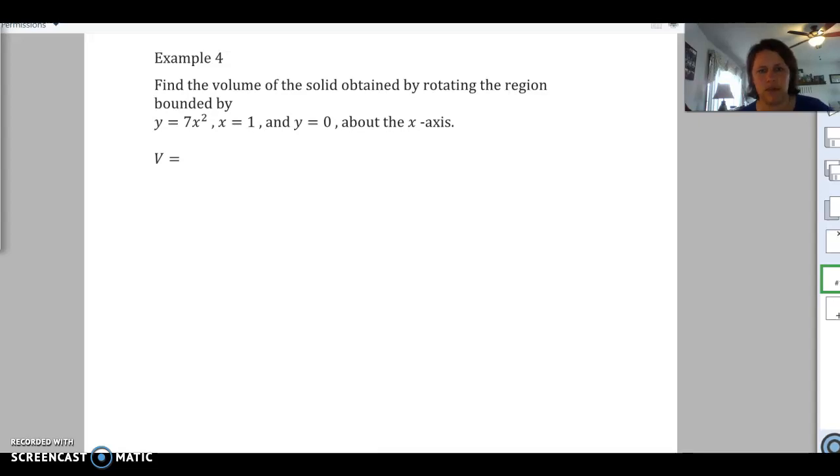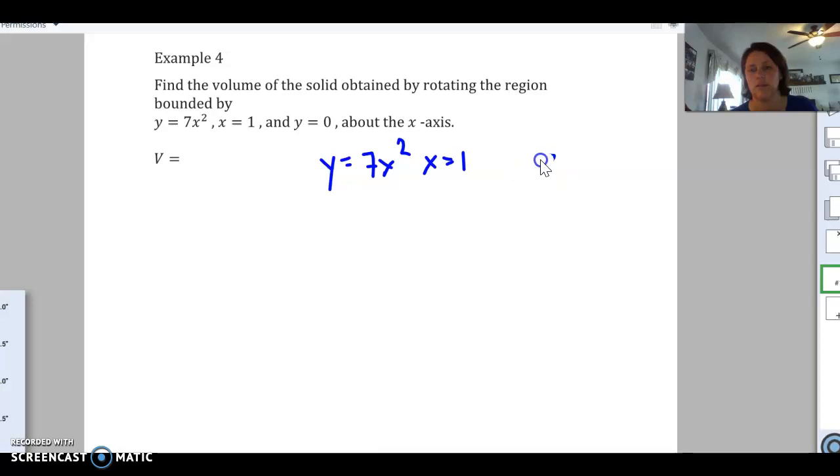All right, this is a continuation of our Chapter 2 quiz review notes, and we are on example number 4, which is going to be like your homework problem number 4. So we want to find the volume of the solid obtained by rotating the region bounded by y equals 7x squared, x equals 1, and y equals 0. And we're revolving this around the x-axis.